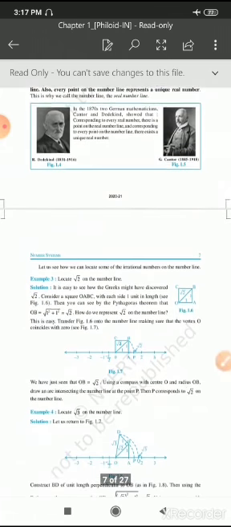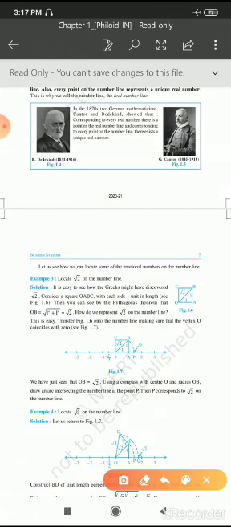And then example 3. Locate root 2 on number line. We are going to learn how to locate irrational numbers on number line. So to locate root 2 on number line, first what we have to do, take a square OABC of side 1 unit. We know that all the sides of the square are equal to 1 unit. So take a square of side 1 unit and draw the diagonal.